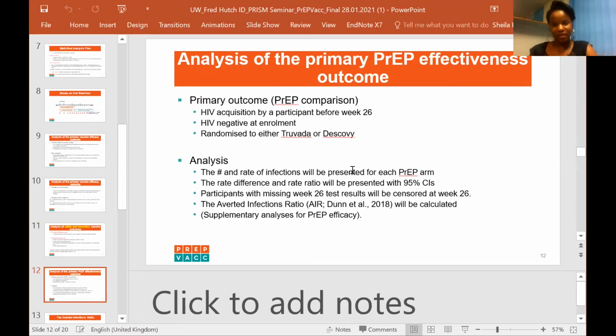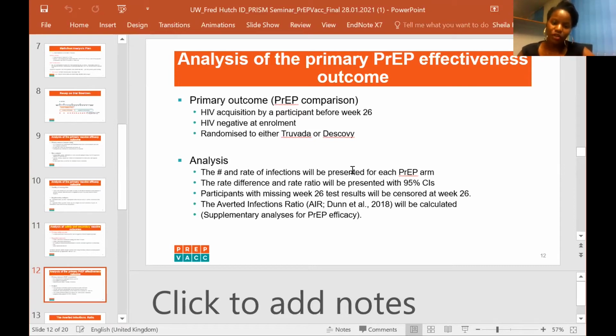Now for the PrEP effectiveness, we will assess the HIV acquisition by a participant before week 26. They were negative at enrollment, they're followed up until week 26, and we see, did they get HIV or did they not? The participants will be randomized to Truvada or to Descovy, and we'll compare the number and rate of infections presented for each PrEP arm. We'll compute rate differences and rate ratios across the two different PrEP arms with 95% confidence intervals. Participants with a missing week 26 result will be censored at week 26.